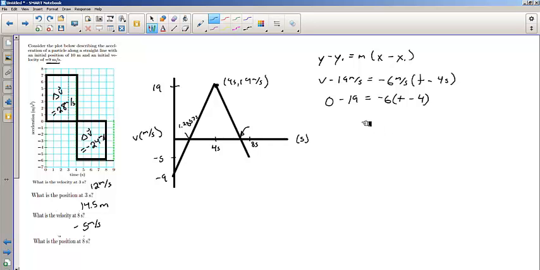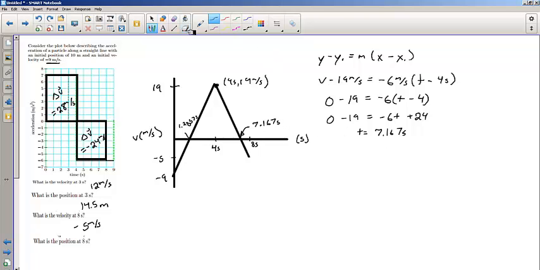That's going to require a little bit of algebra, and make sure you distribute that -6. That's an easy mistake to make. So we have -19. So that's going to be a time of 7.167 seconds.